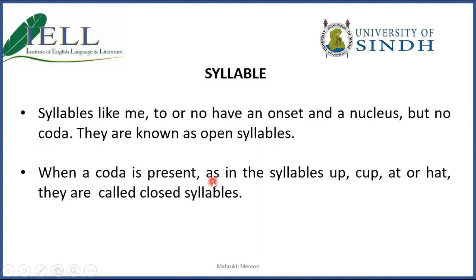When a coda is present, as in the syllables up, cup, ate, or had, we see that first we have a vowel and then it is followed by a consonant. In such a case, when the consonant follows a vowel, those are called closed syllables. Now you can think of some other examples for open syllables and closed syllables. You need to remember that syllables are not necessarily words in themselves. They can be parts of words. When we break down words, we see that we have different syllables. For example, here, nucleus. So there could be multiple syllables in a word.